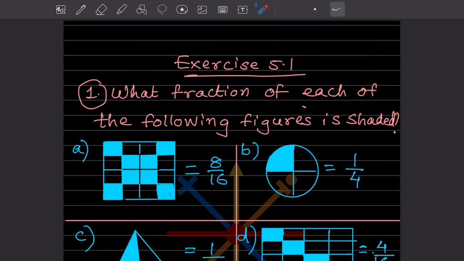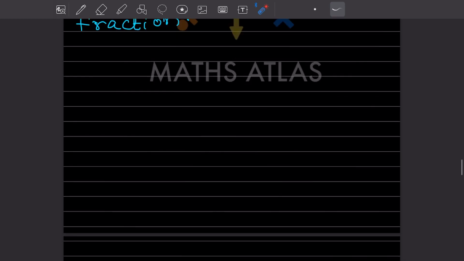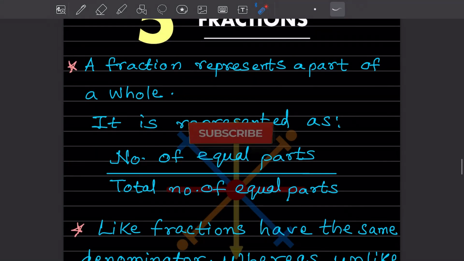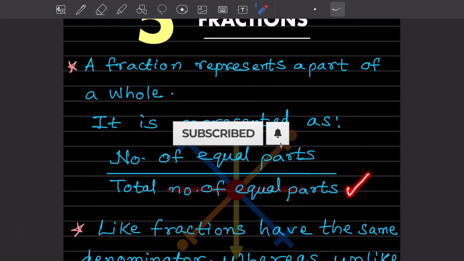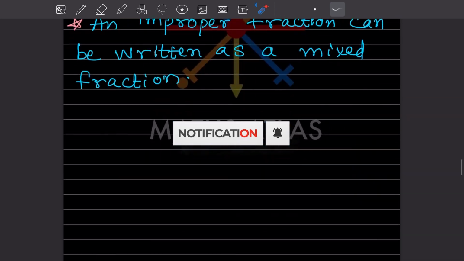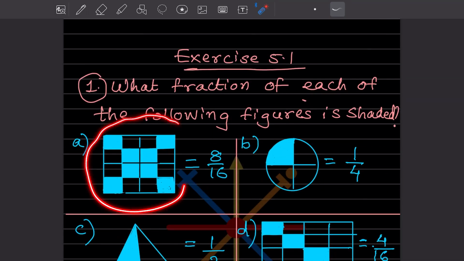Now you have to count the total number of squares: 1, 2, 3, 4, 5, 6, 7, 8, 9, 10, 11, 12, 13, 14, 15 and 16. These are the total number of squares, isn't it? Whatever the total number, that will go in the denominator. We have seen that it is the number of shaded parts divided by the total number of equal parts. So this is the whole, and it is a part of a whole, which means 8 out of 16.